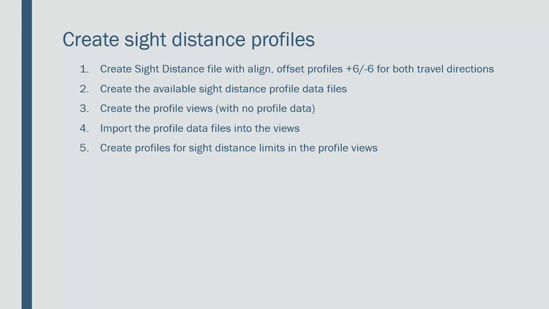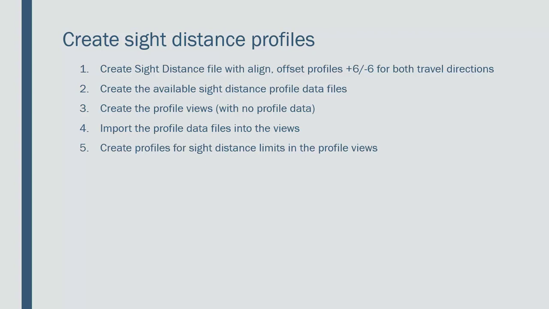We're then going to create some data files. Now, what we're doing is we're going to run the sight distance analysis, but it's going to output TXT files that we will then turn around and use to create profile data of the sight distances. It's not going to be a traditional profile that we're creating here, but we are going to create profile data of the distances that we can see.